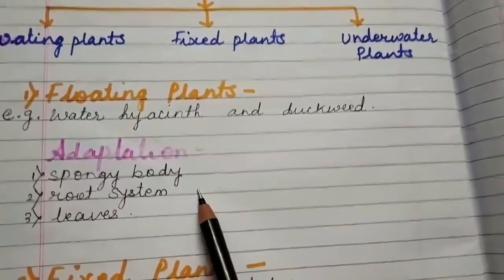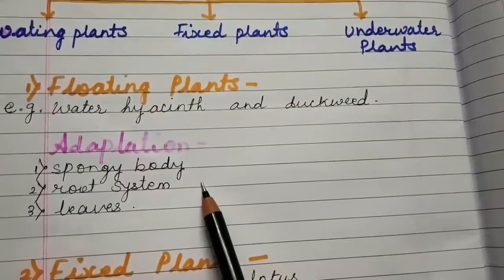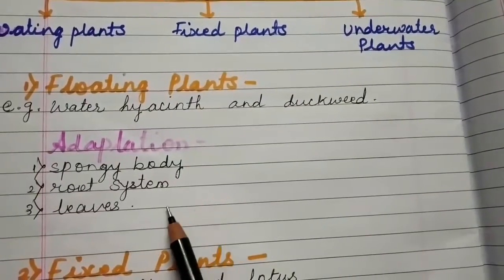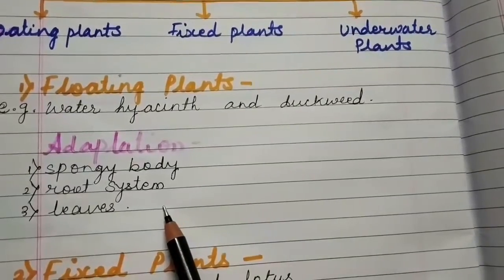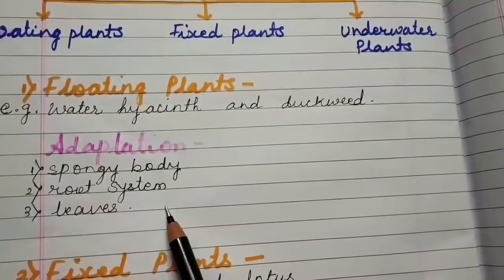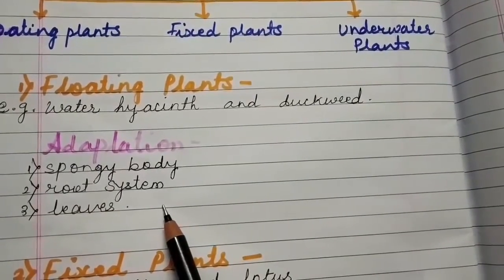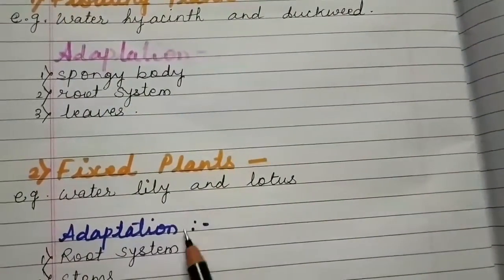Second is the root system. So the root system of floating plants is not fixed to the bottom of the water body. Third is leaves. The leaves of floating plants have stomata on the upper surface, and because of these stomata they can easily exchange their gases in the water. So next is fixed plants and their adaptation.